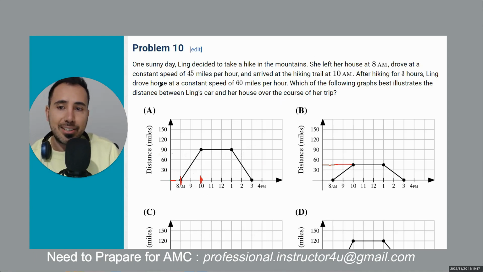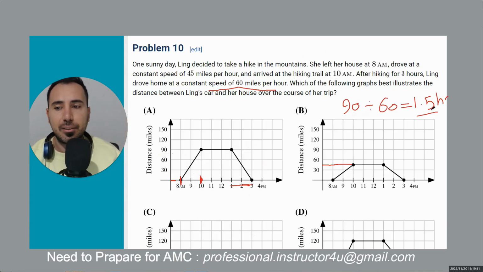But the question says she's coming back faster, okay, 60. So we expect the time to be less than 2 hours. For example, this one, even going back home, is from 1 to 3, 2 hours. But now it's going to be less, right? So we have 90 kilometers. If we divide this by 60, it will be 1.5. So going back will take 1.5 hours.